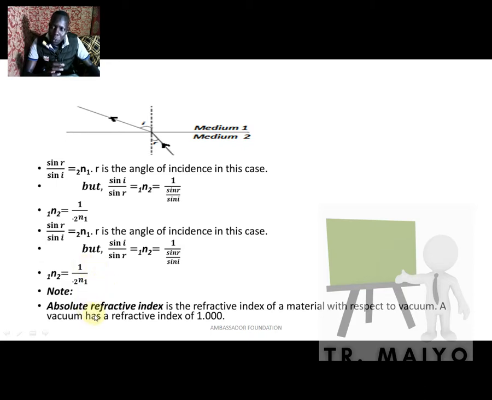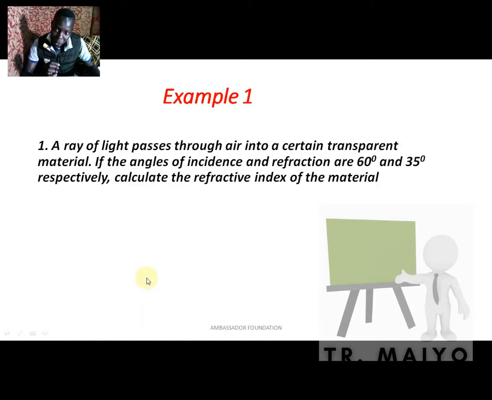There is this term that I want you to know. Absolute refractive index is the refractive index of a material with respect to a vacuum. It can also be with respect to air, but in most cases we use the word vacuum, because vacuum has a refractive index of 1. And by the way, refractive index has no units, simply because it is a ratio. Now, this is an example which I want you to do, then check. I will show you the workings in my next video. Just finish this and then check the next one.